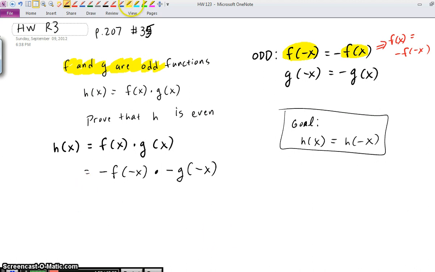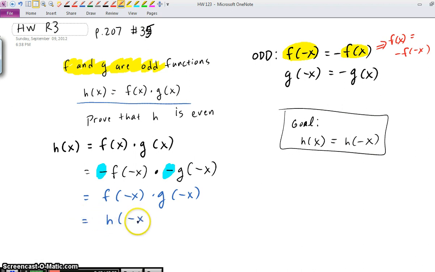Okay, so now what I see is that negative times a negative, those can basically become positives. And so what I have here is f of negative x times g of negative x. Well, I know that h of anything is f of anything times g of anything. So this thing is h of negative x. Okay, and so notice what I have here.